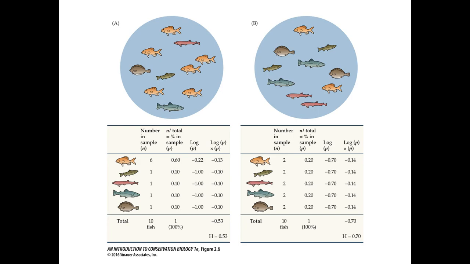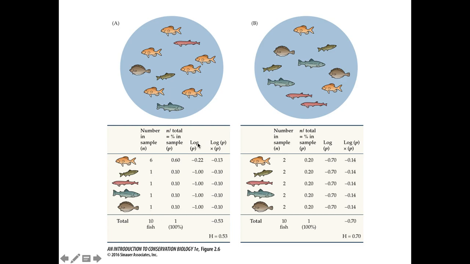Basically, we have these 5 different species of fish here, and they've counted up the number of individuals in each pond to create this metric. You can see it takes the number of each individual divided by the total, so it's the percent of that species in the total. They've conveniently made the total number of fish here 10, so 6 out of 10 for this one is the proportion in the sample, and then each other one is 0.1.